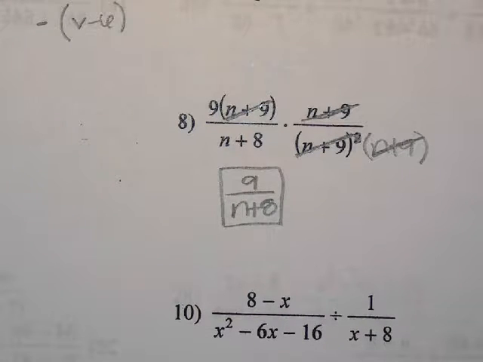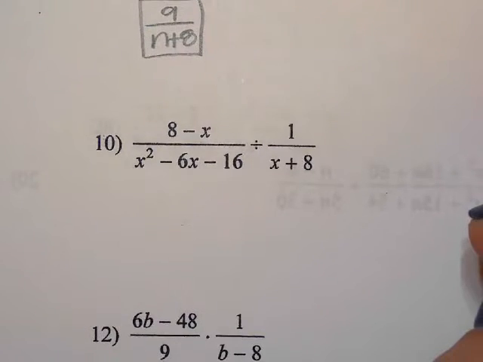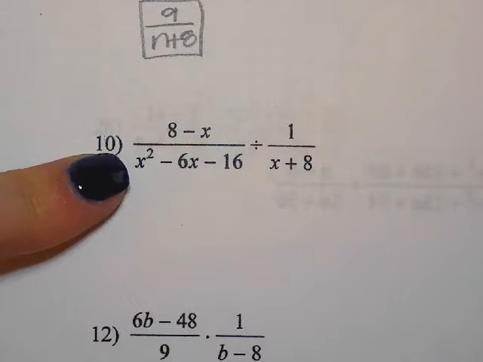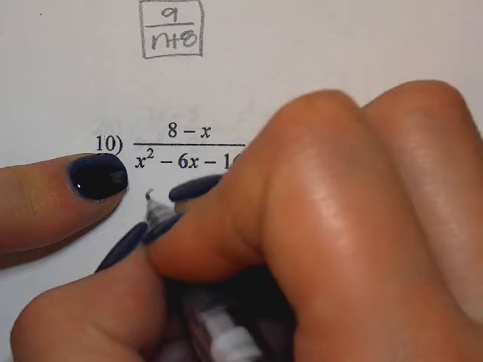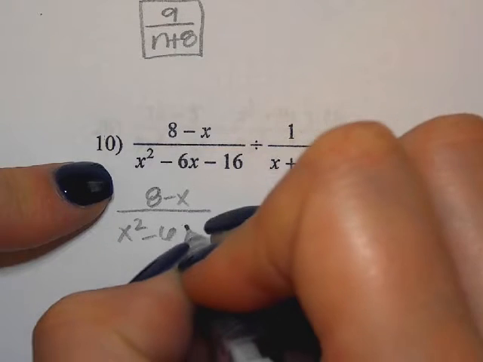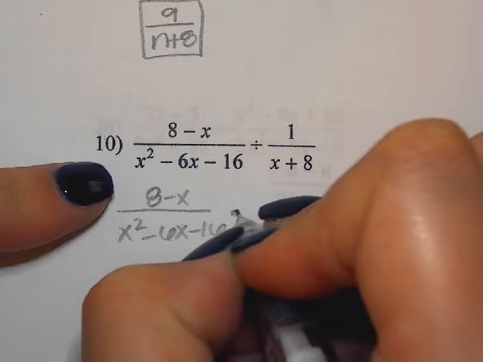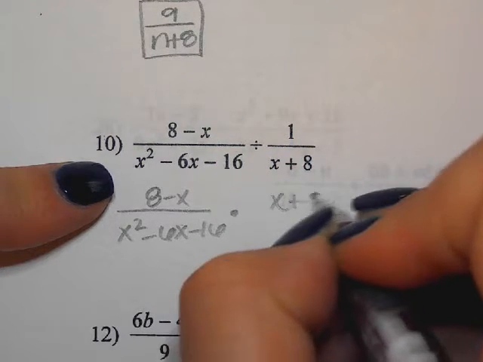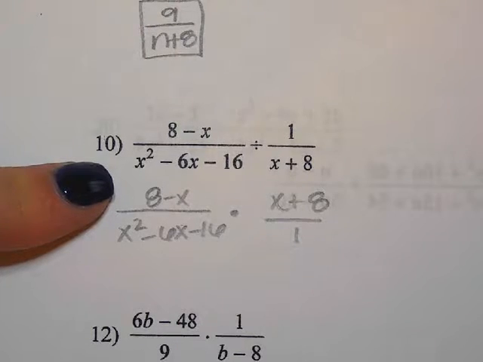You feel like you got it? Okay, let's look at number 10. It's a division problem, so we've got to flip the second one. So I have 8 minus x over x squared minus 6x minus 16 times x plus 8 over 1.